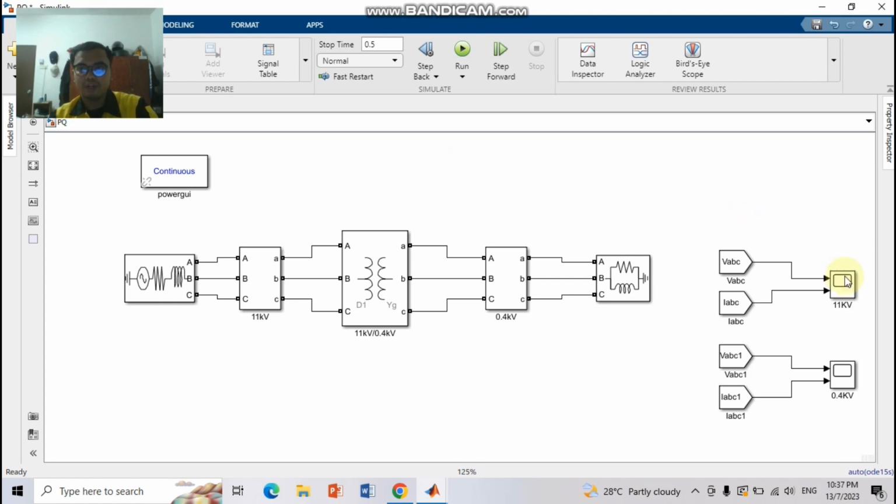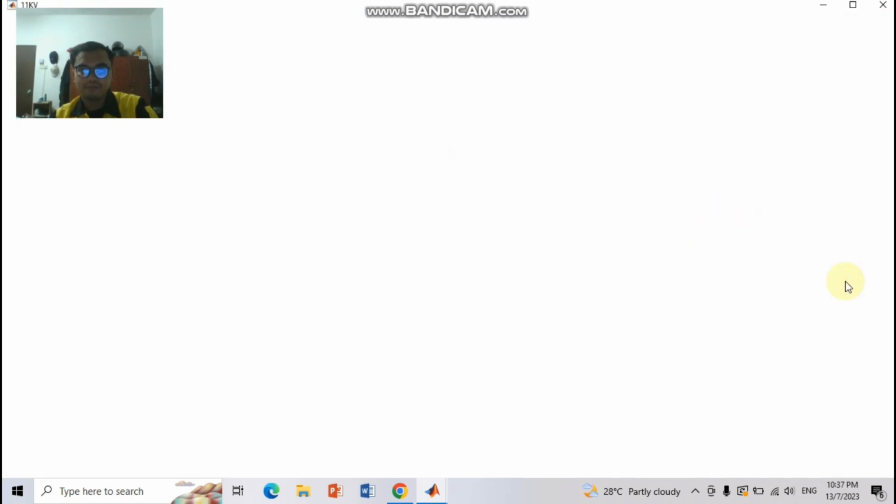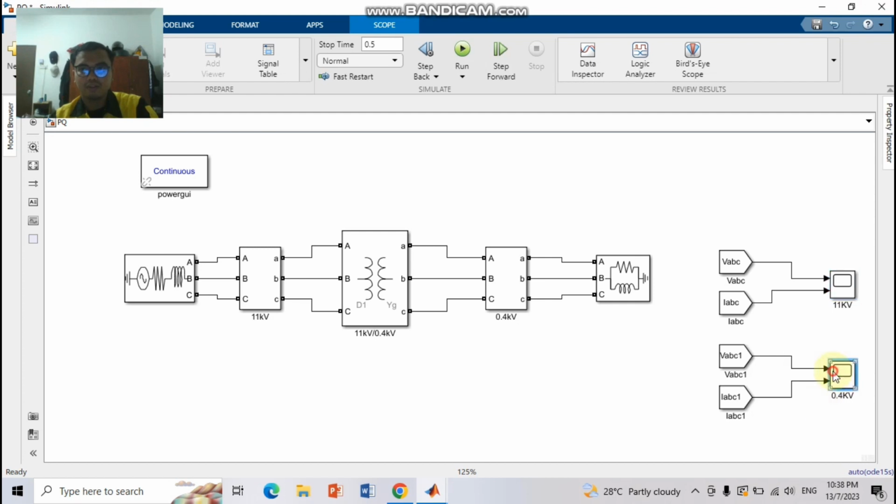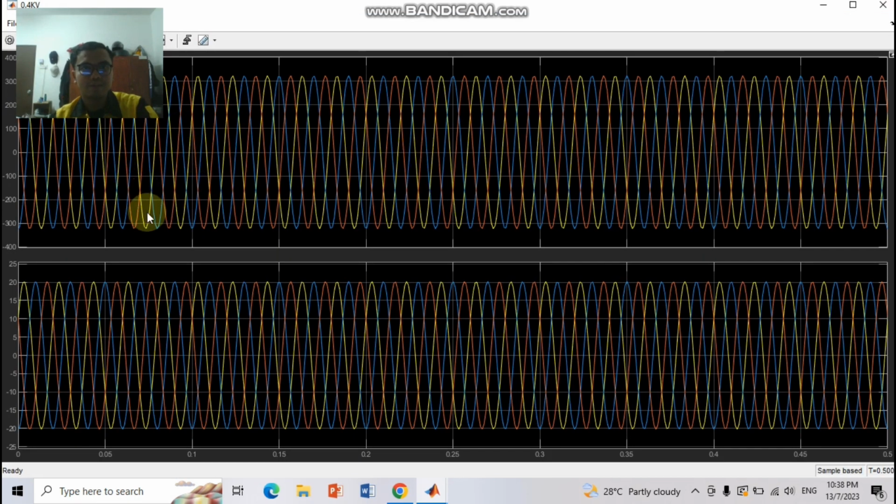After we run it, we go to the scope. It shows the voltage and current in three phase are balanced. After we remove the fault, the result graph of voltage and current shows the balanced graph. For the 0.4 kV, it is also the same. The voltage and current are balanced after we remove the fault in the simulation.